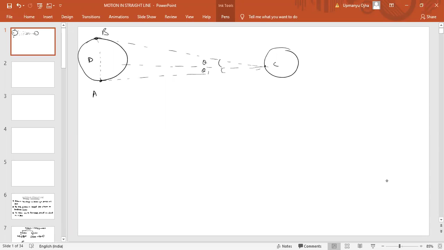No, I think it is only for NEET students. Tomorrow it will be for JEE students. Class 11 JEE students, tomorrow it will be the class.